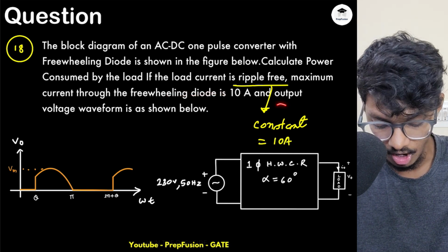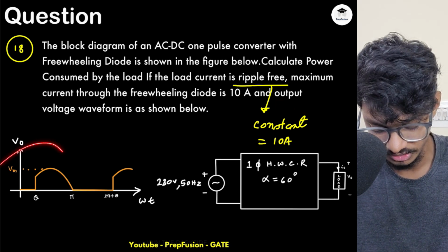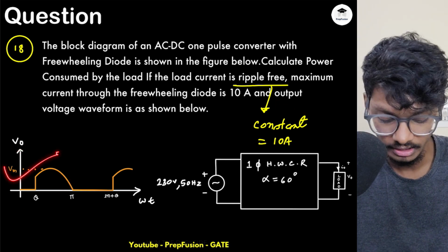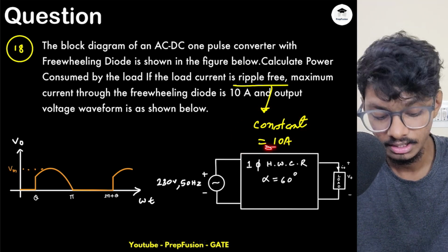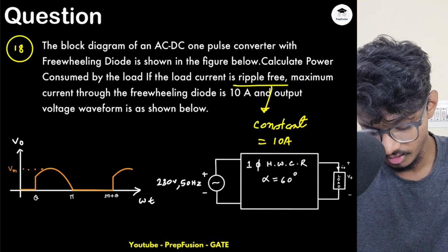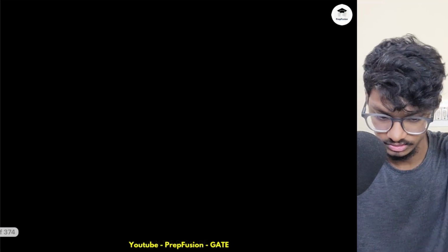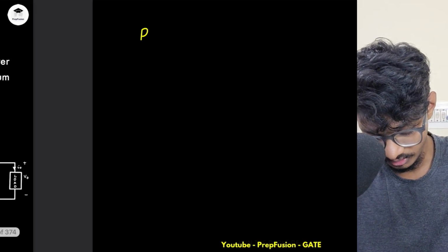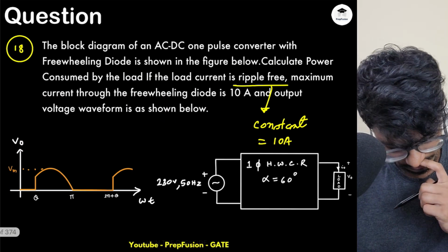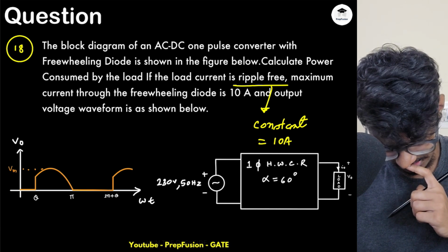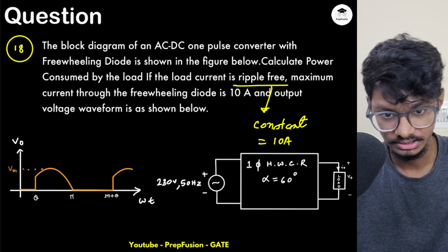And the output voltage waveform is as shown. So the output voltage waveform is shown, and the current is ripple free. So I have to compute the power consumed. What will the power consumed be? They haven't mentioned what load this is.